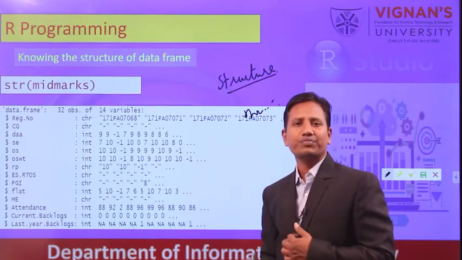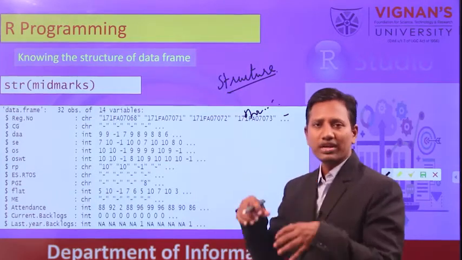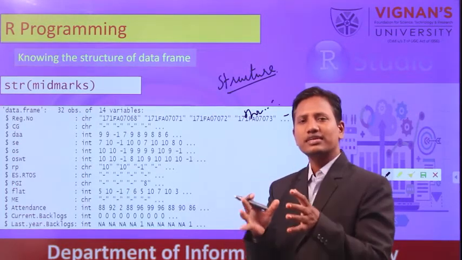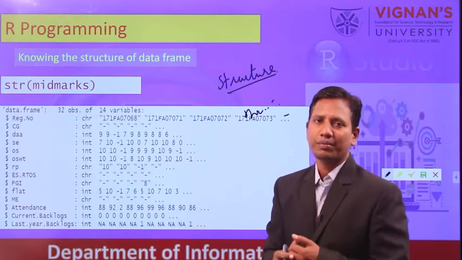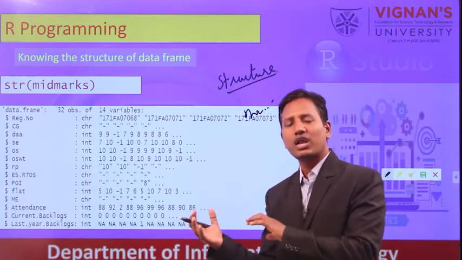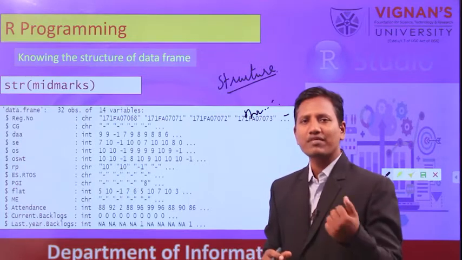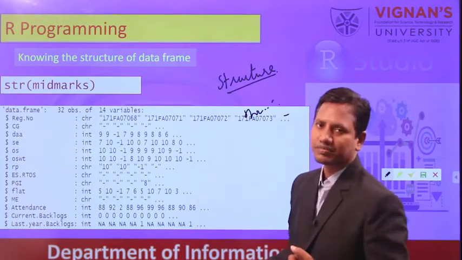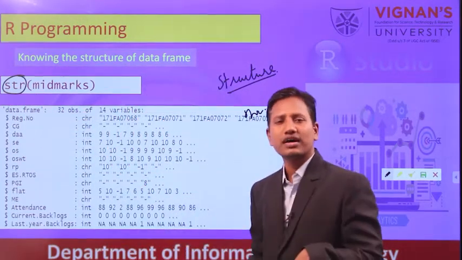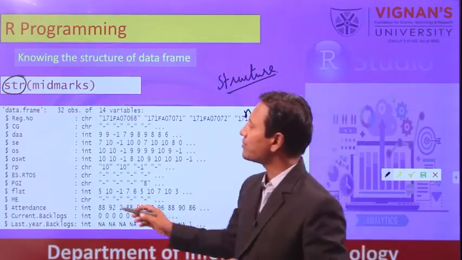Structure of the data frame. So by using read.csv, we have loaded the data into our environment, and that data is in the form of a data frame. But of course, we wanted to see whether the data loaded properly into the R environment or not. To check that, we have a function called structure, str. To this structure, we are passing the variable which we have stored.